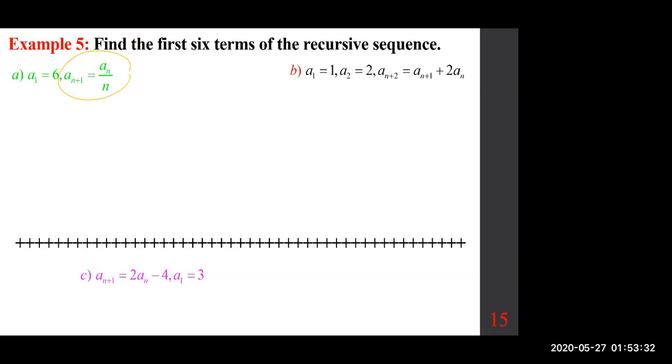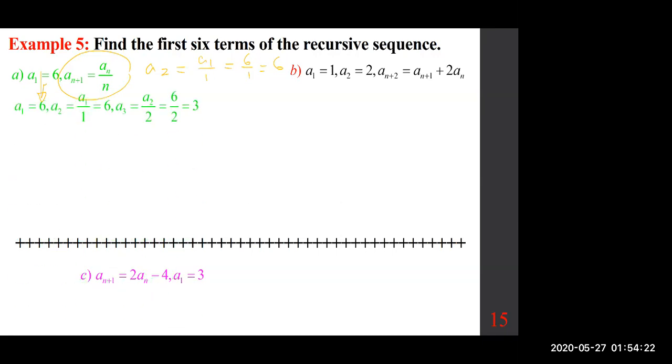Now what is a sub 2? It is a sub 1 divided by 1, which is 6 divided by 1, which is 6. Now you do the same thing. What is a sub 3? Now a sub 3 would be a sub 2 divided by 2. So you divide this by 2 and you get 3.